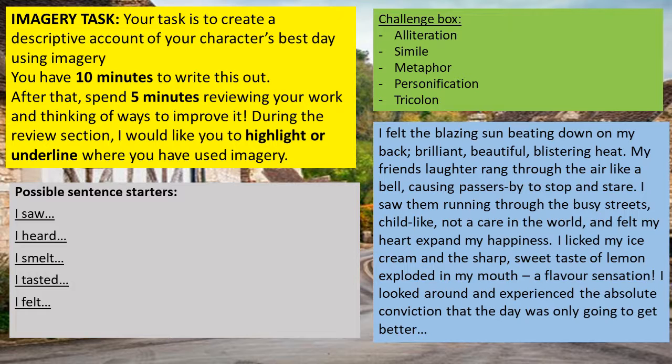I saw them running through the busy streets, childlike, not a care in the world, and felt my heart expand with happiness. I licked my ice cream and the sharp, sweet taste of lemon exploded in my mouth, a flavour sensation. I looked around and experienced the absolute conviction that the day was only going to get better.